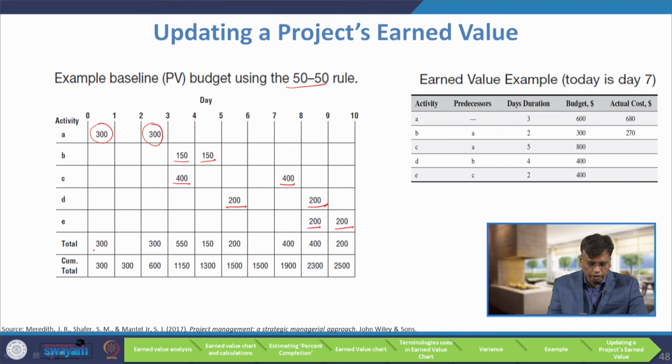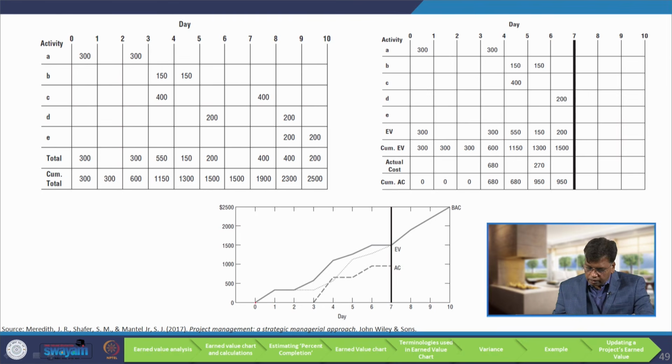Now, we are going to find out the total cost for each day. So, day 1 300, day 3 300, day 4 550, day 5 150, day 6 200, day 8 400, day 9 400, day 10 200. Then we find the cumulative cost: 300 plus 0 is 300, 300 plus 300 is 600, 600 plus 550 is 1150. Like this we got the cumulative baseline cost. So, the thick line in this figure shows the baseline cost, but our concern is that we are going to consider the 7th day.